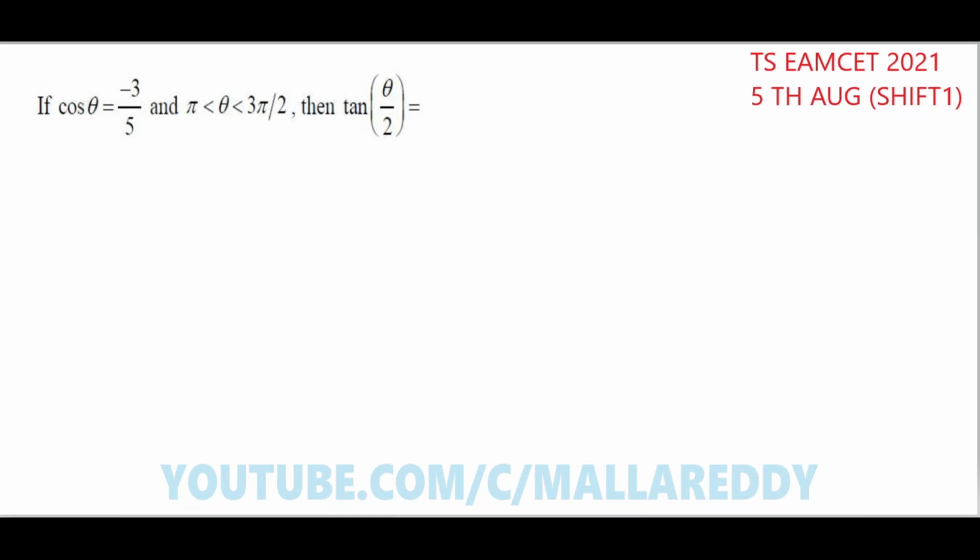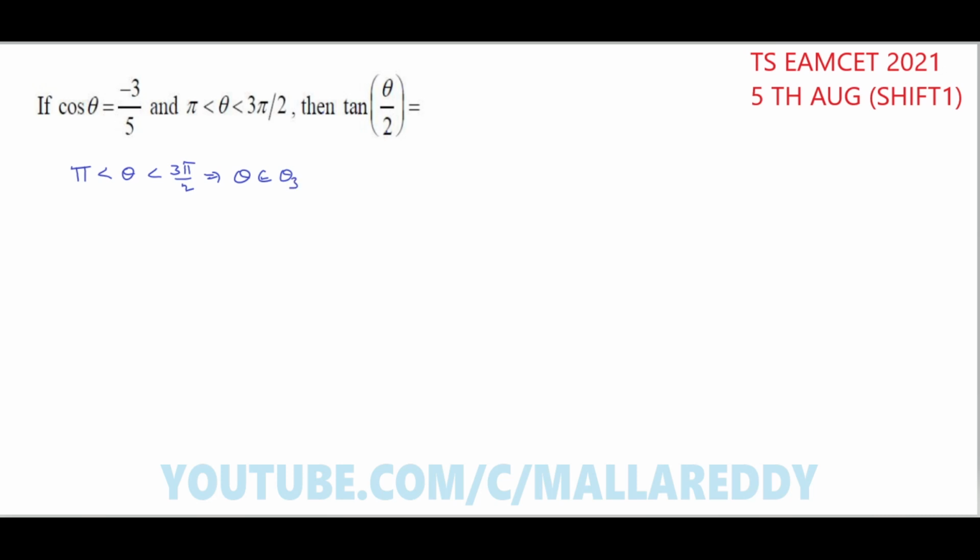If cos theta is equal to minus 3 by 5 and pi less than theta less than 3 pi by 2, that means theta lies in the third quadrant, then find the value of tan of theta by 2. Here it is given pi less than theta less than 3 pi by 2. That means theta belongs to the third quadrant Q3, 180 to 270.